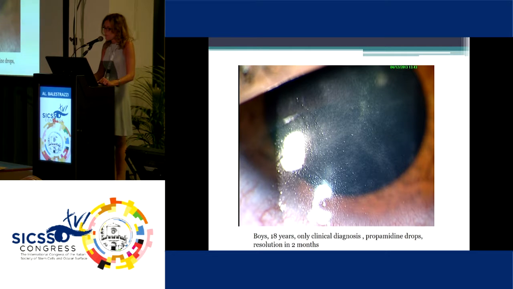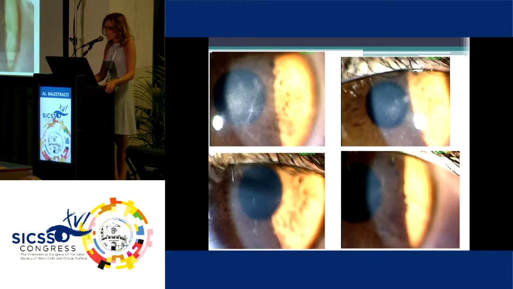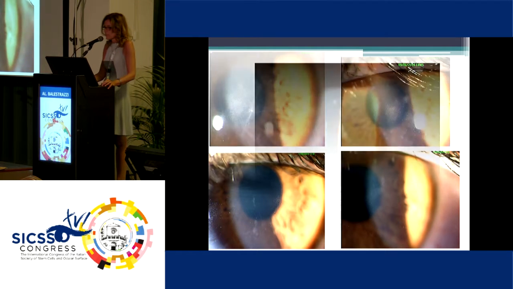So we immediately thought of Acanthamoeba, and we used propamidine drops that, luckily enough, were available in the Vatican City pharmacy. And so we have seen a progressive resolution in a matter of 2 months. But unfortunately, these cases have to be closely monitored and followed up, and one should be very, very patient. But if you do so, you may have incredible results, as shown in these slides.